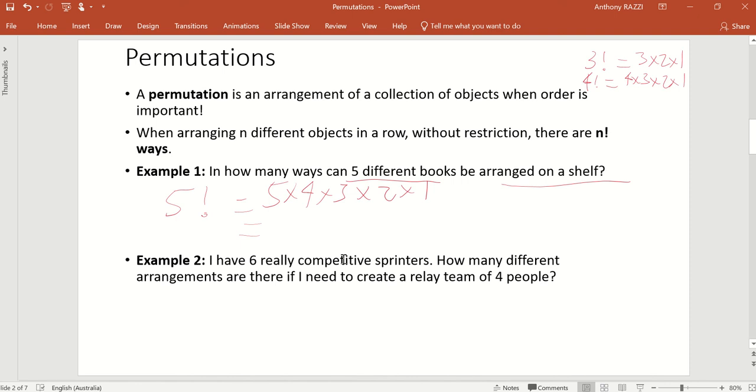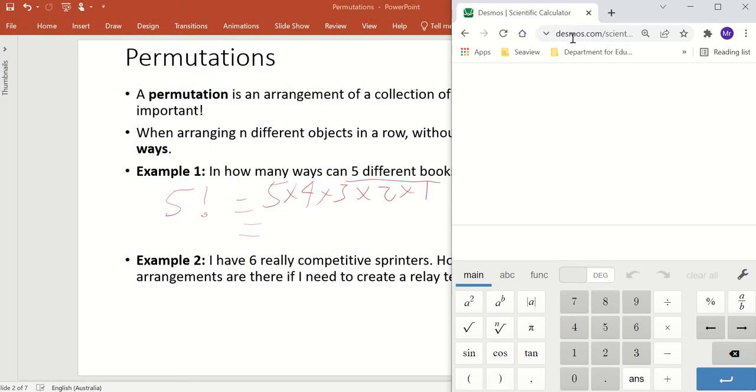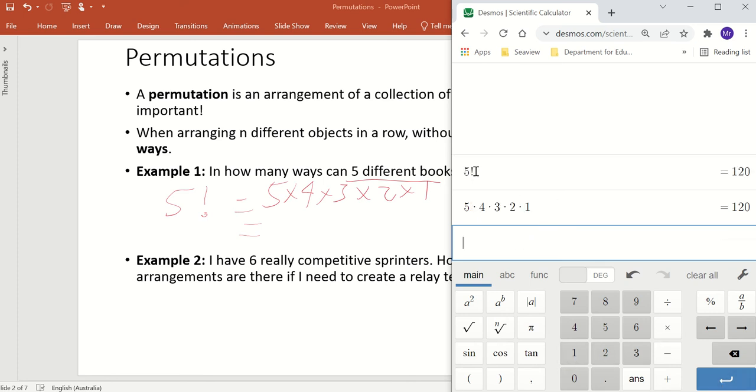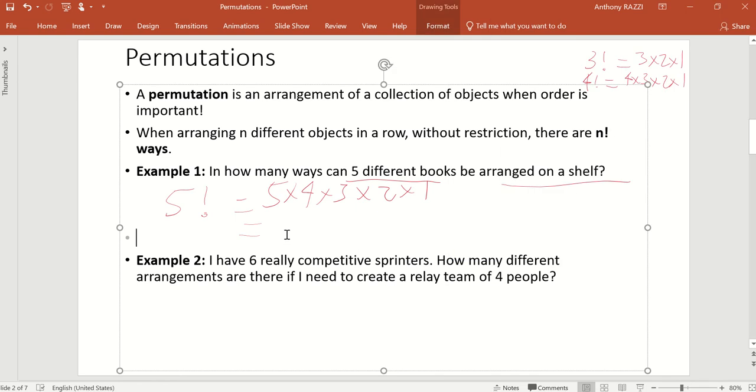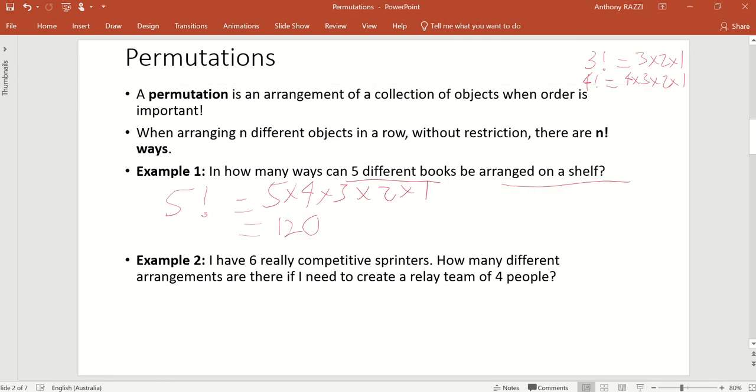But I'm going to show you a shortcut way. If you Google Desmos scientific calculator, you can simply type in 5, and then you can click the exclamation mark, which is above the 1. So shift 1, exclamation mark, and it gives you 120, which is awesome. So instead of writing out 5 times 4 times 3 times 2 times 1, we can just write 5 factorial. So there are 120 different ways of arranging those 5 books.